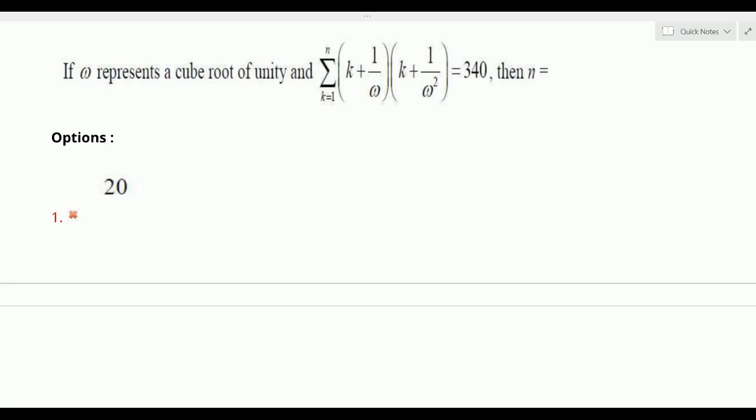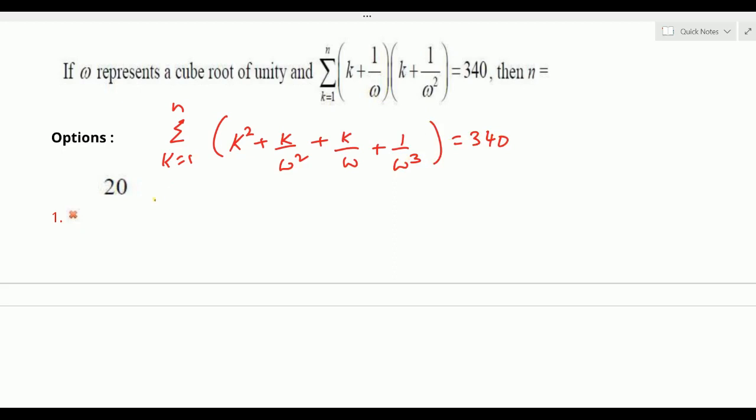దీనికి ముందు sigma expansion చేస్తున్నాను. What is the sigma expansion? Well, sigma of ముందు simplification చేయండి. Term simplification చేయండి. k is equal to 1 to n. What is the expansion of this? k into k is k square, plus k into 1 by omega square is k by omega square, plus next term 1 by omega into k, that is k by omega, and then next term is 1 by omega into 1 by omega square is 1 by omega cube, is given as 340, right?